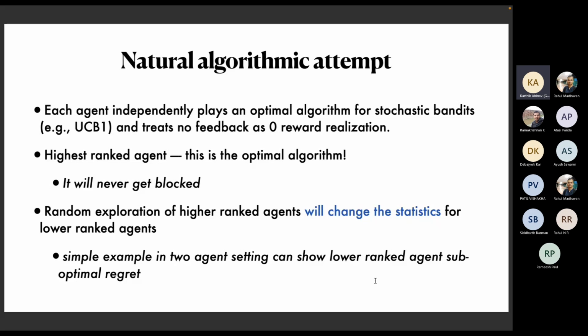So if you have that preference structure, then for the highest ranked agent, it's actually the optimal algorithm because it's never going to get blocked, and playing UCB is what it needs to do. But the issue is that the other agents are going to suffer for many reasons. When the higher ranked agents are doing exploration, the lower ranked agents in this algorithm are going to get different statistics.